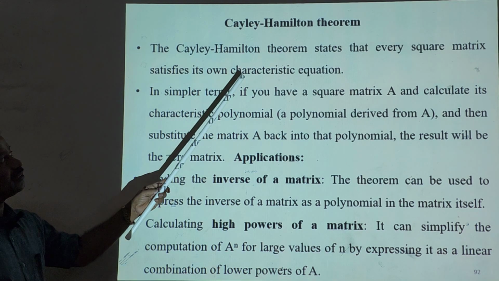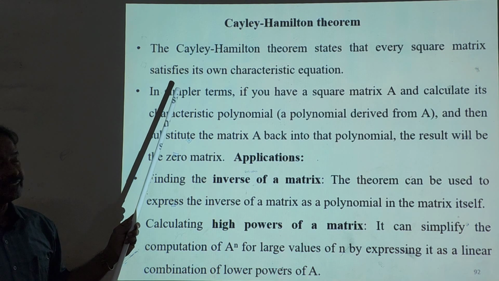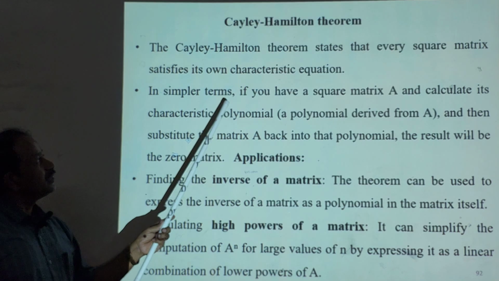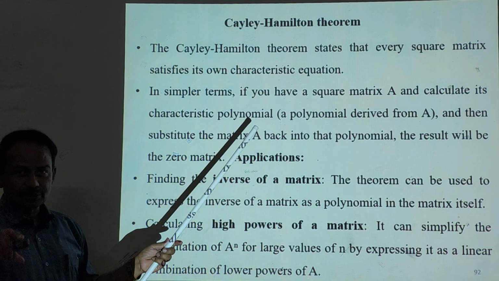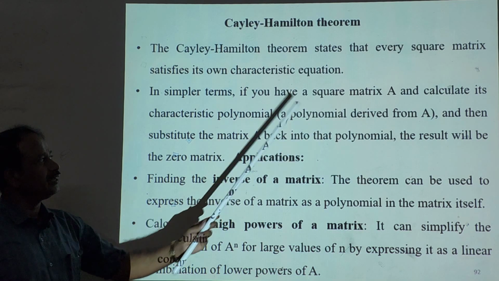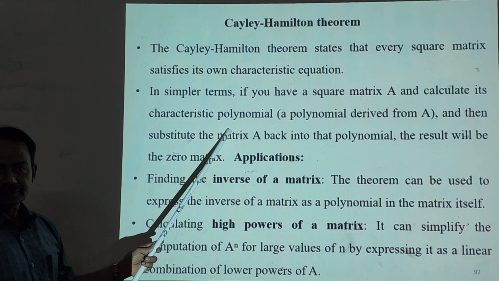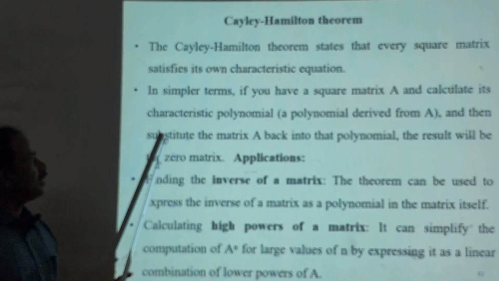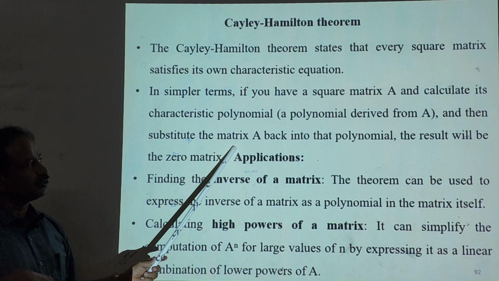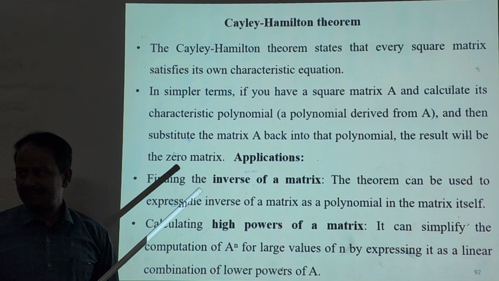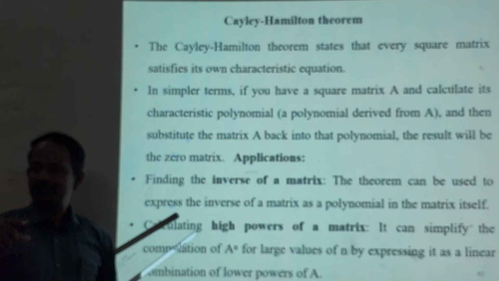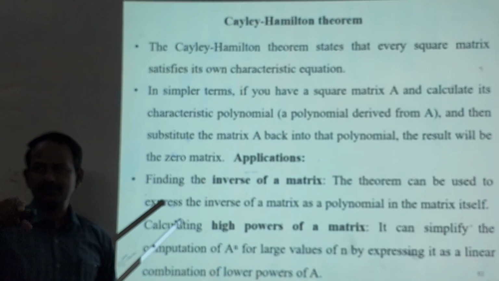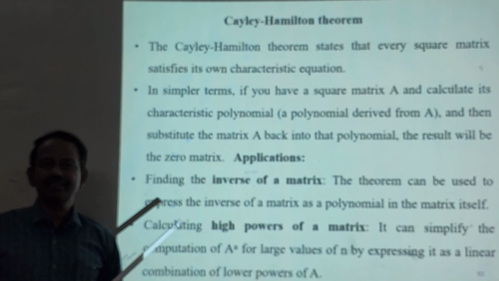Cayley-Hamilton theorem states that every square matrix satisfies its own characteristic equation. In simpler terms, this will work out only for a square matrix. If you have a square matrix A and calculate its characteristic polynomial in terms of lambda squared, lambda cubed, a polynomial derived from A, and then substitute the matrix A back into the polynomial, the result will be a zero matrix. That is, instead of lambda, you substitute A, and it has to satisfy its own characteristic equation. Ultimately, we will get the answer as 0.